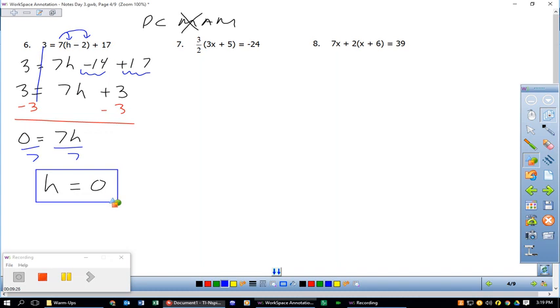Now, I like this because I could actually plug this in real quick. 0, plug it in here, you get negative 2 times 7. That's negative 14 plus 17 is 3. Go ahead and plug that in the calculator if you need to.